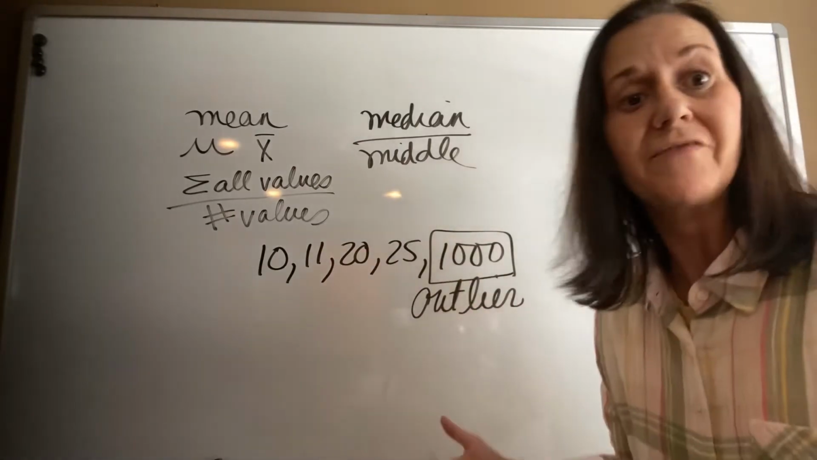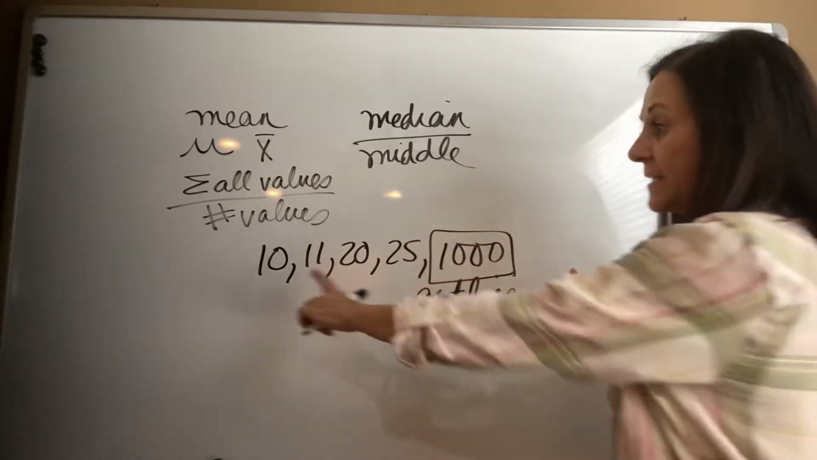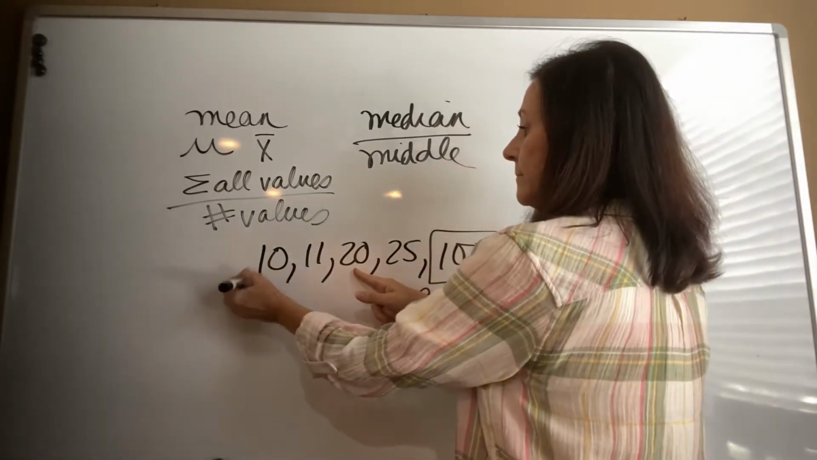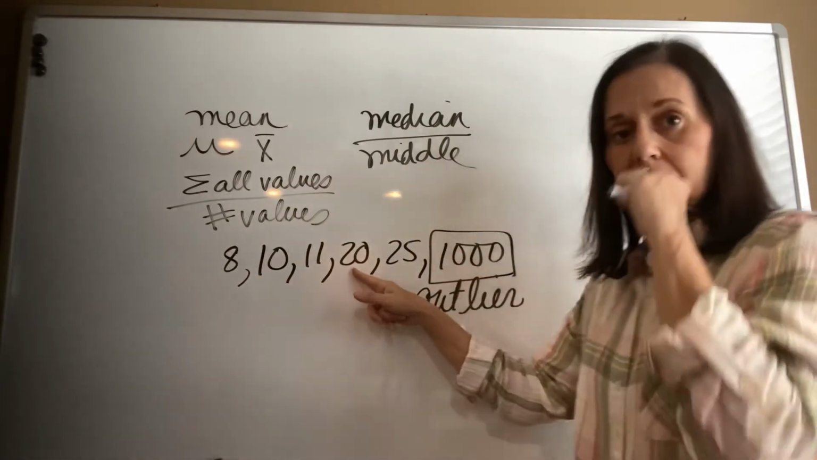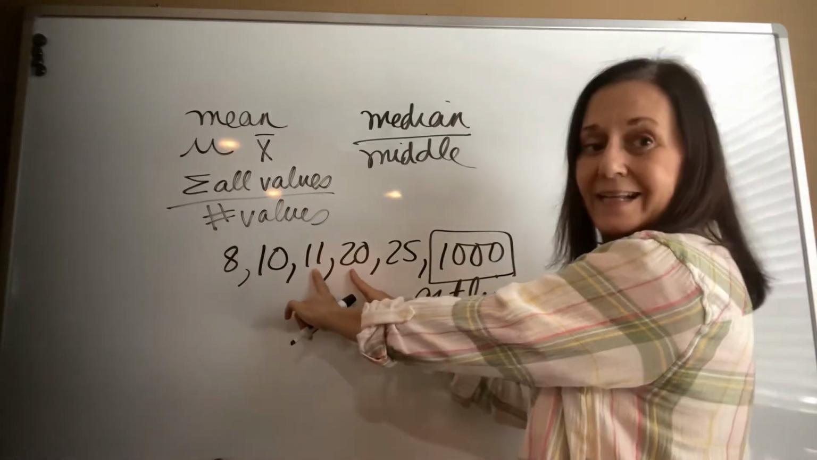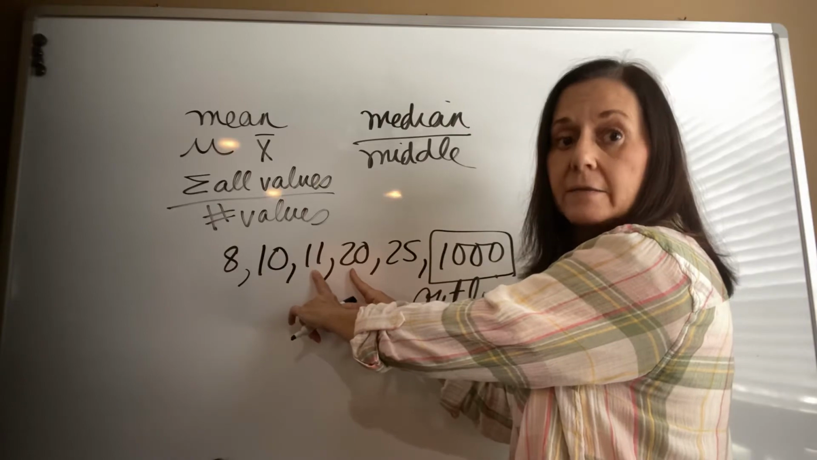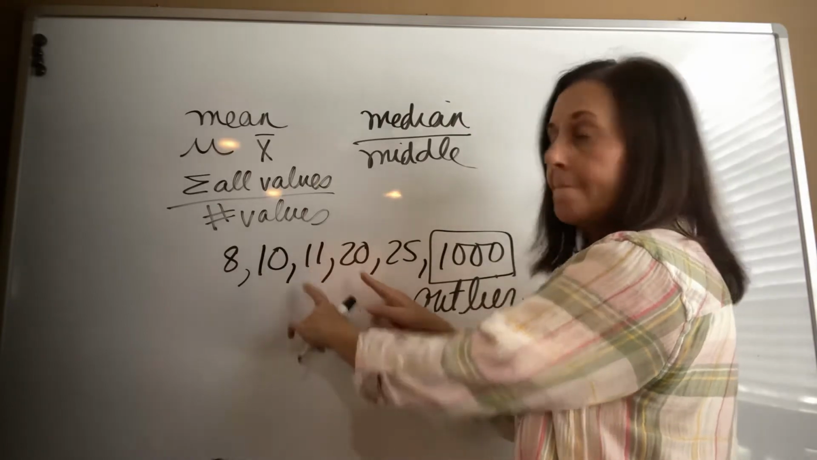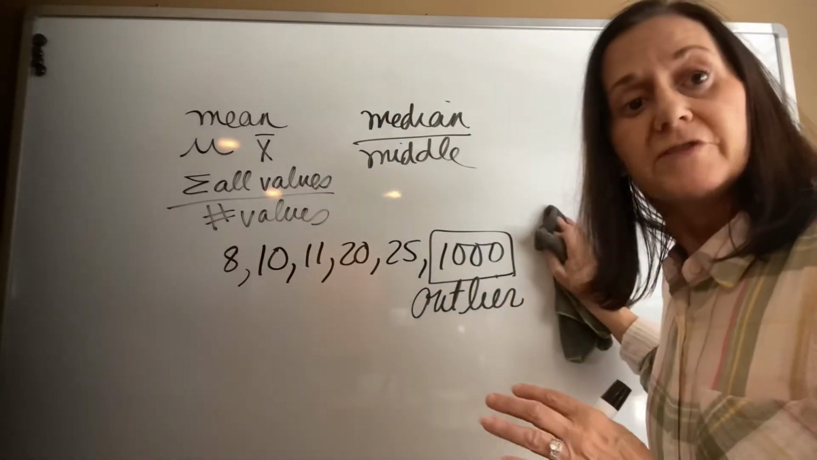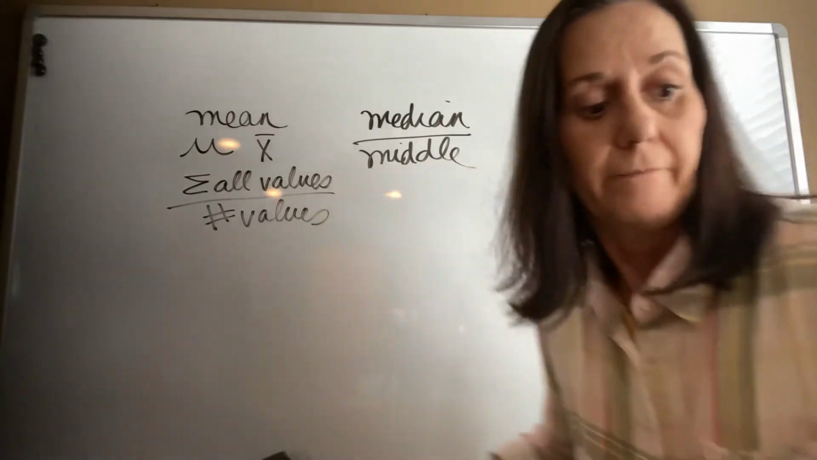All right, so it's just the very middle number. If there's an odd number of values, it's the very middle number, so it would be 20. If there's an even number, so let's add a number down here, you take the middle 2 and it's the average. So it would be 11 plus 20 divided by 2, okay? That's the median. It's the middle number. It's a great measure of central tendency when you have an outlier, all right?